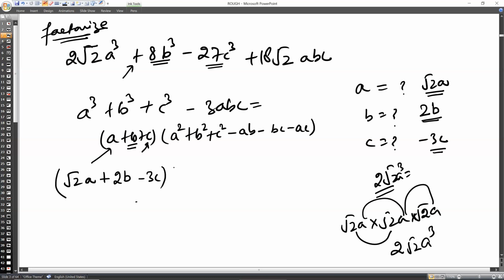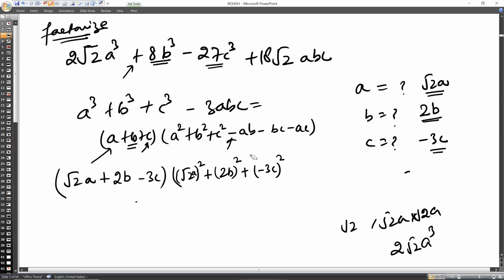Minus 3. Then you have to write (root 2a) whole square, then plus (2b) whole square, then plus (minus 3c) whole square. These are the signs of the formula, so you have to write here accordingly. Ignore what is written in the bracket. Don't write it this way.